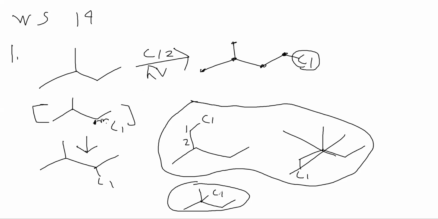And the intermediate for this major product that I've circled is this radical, which is tertiary. And because it's tertiary, it's the most stable radical compared to if it was here, that would be primary. And here it's secondary. Those 2 are also primary. So that's the reasoning for number 1. Hopefully that makes sense.